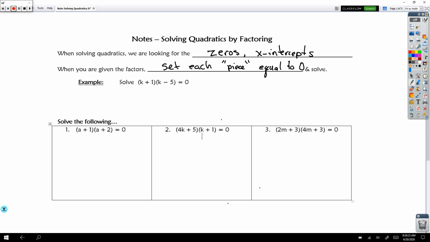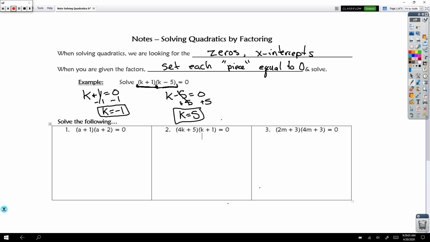Now all we need to do is set each piece or factor equal to 0 and then solve it. So if I look at the example here, it says solve k plus 1 times k minus 5 equals 0. So here are my two pieces, the k plus 1 and the k minus 5. So setting each piece equal to 0, let's start with the first one, k plus 1 equals 0. To solve for k, I would just subtract the 1, and I would have k equals negative 1. Not too bad, right? So let's look at the second piece now. We have the k minus 5. Set that piece equal to 0. Add the 5 over, and we would have k equals 5.